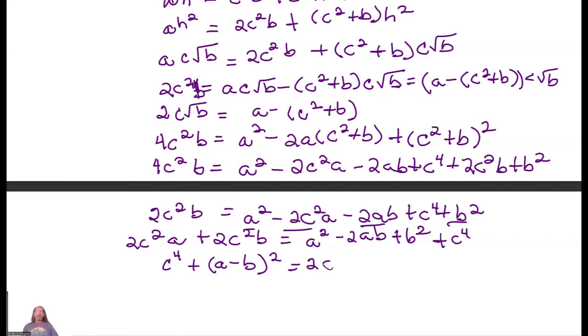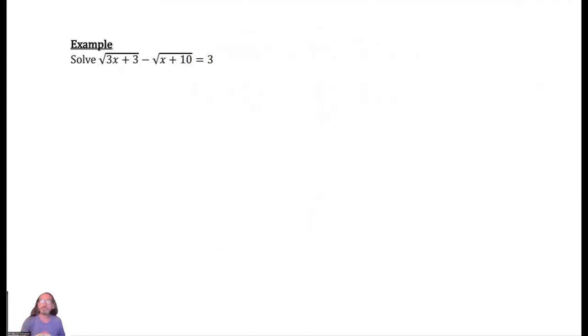Finally, I will factor out 2c squared, and that's times the quantity a plus b. Same formula, both cases. Now we're going to apply this to an example where this is case 2.